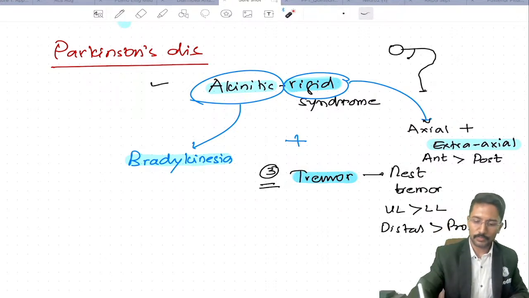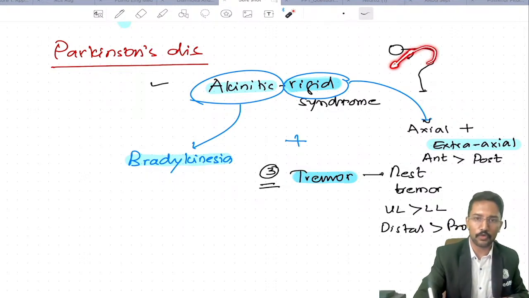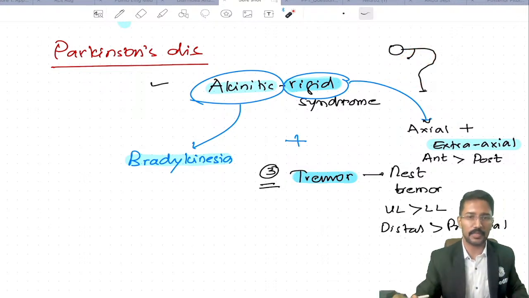This bending forward is responsible for their gait, because when they bend forward, their center of gravity is shifted forward, so they tend to fall. To prevent falling, they walk faster, with shorter steps. That is what you call festinant gait.